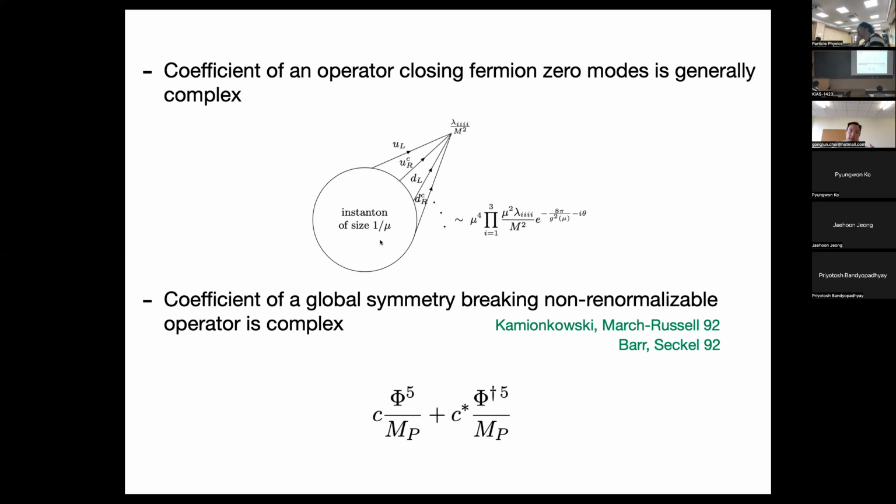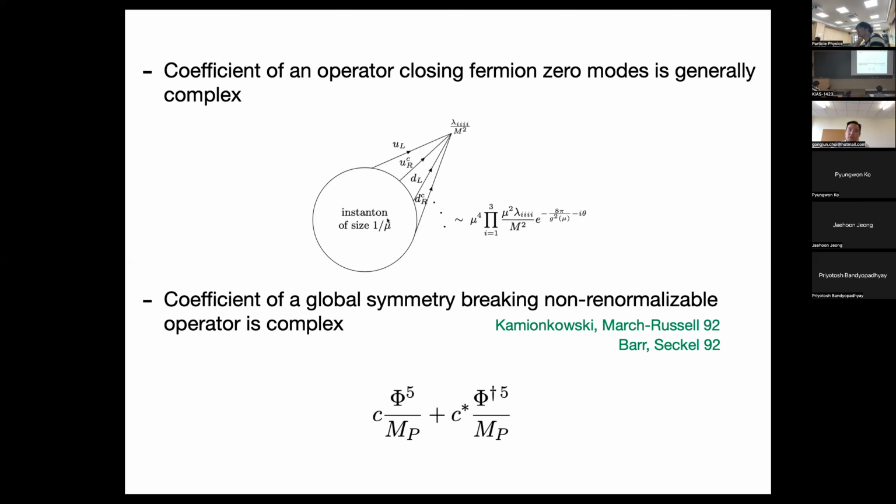And also the QCD instanton will emit not only the zero modes of the QCD quarks, but also the other colored fermion zero modes will be emitted from the instanton. Then in order to estimate the smaller size instanton contribution to the axion potential, we have to somehow close those fermion zero modes emitted from the QCD instanton.